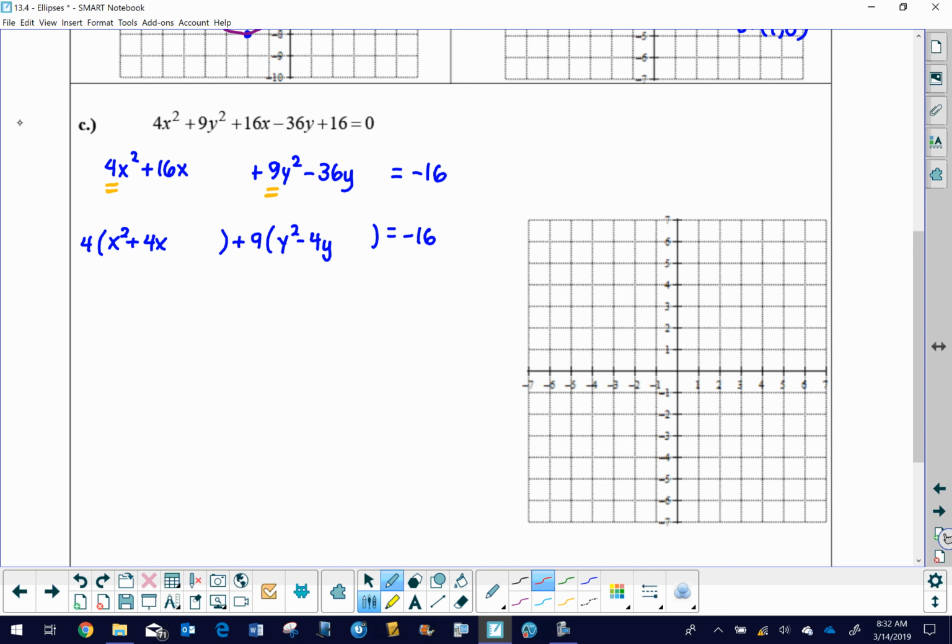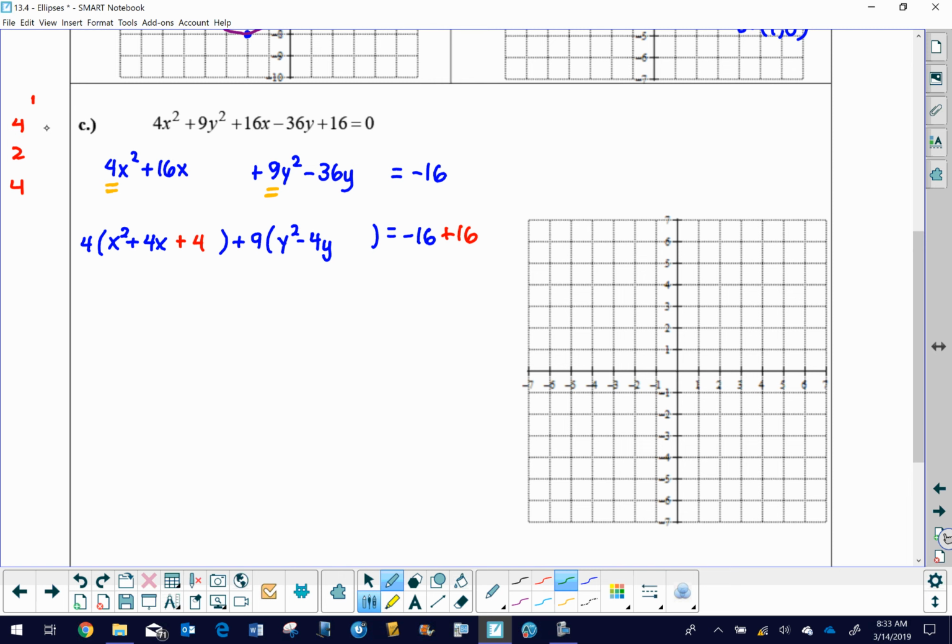In the first case, for the x's, we have 4 cut in half is 2, squared is 4. So we are going to add 4 right here. But remember, whatever you do to one side of the equation, you have to do to the other side. Now, did we really add 4 to the left side of the equation? No, we actually added a 16 because of the 4 that's factored out. So the 16 that we've introduced to the left side of the equation must also be added to the right side of the equation.